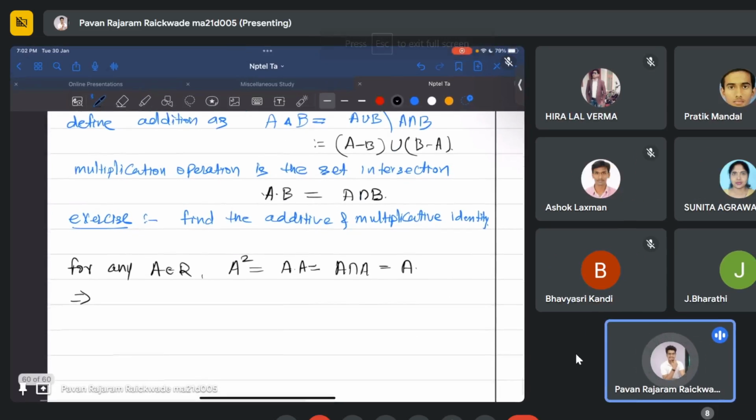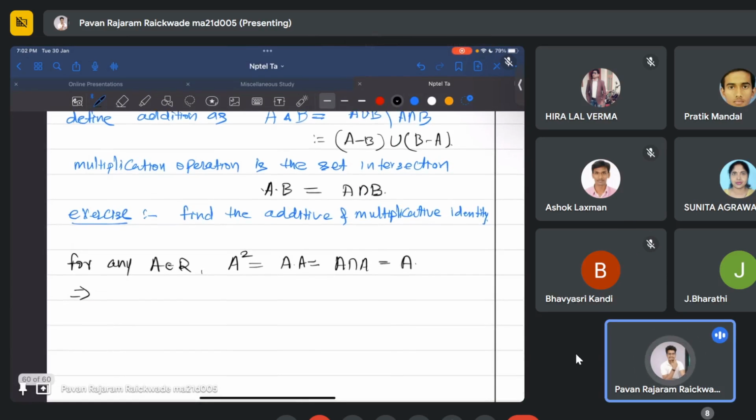So for now, you can show that this is a Boolean ring. The set of all subsets of the natural numbers is a Boolean ring, and it is an infinite set, right? Of course, you have infinitely many subsets of the natural numbers. This is one example of an infinite Boolean ring.